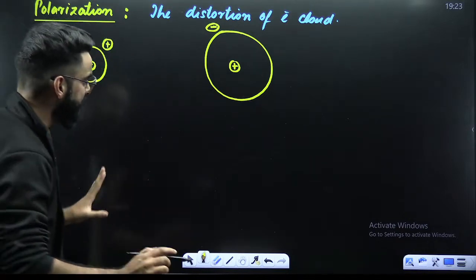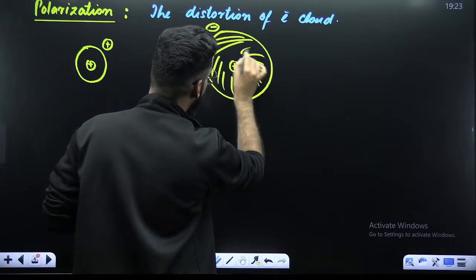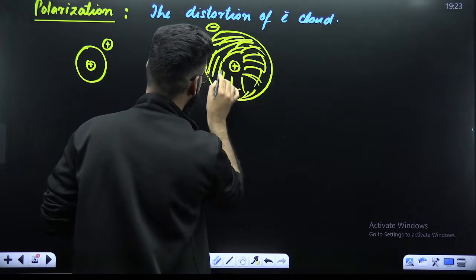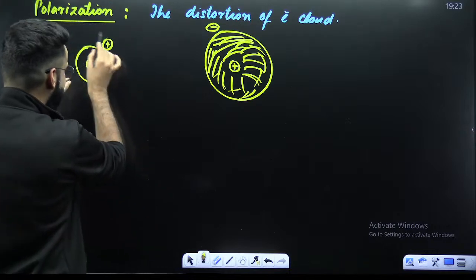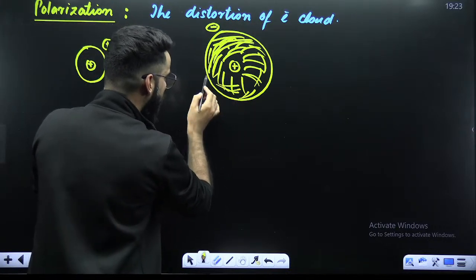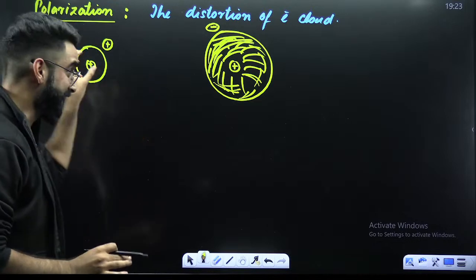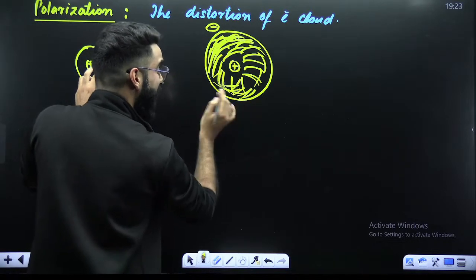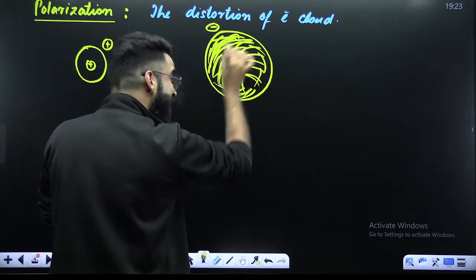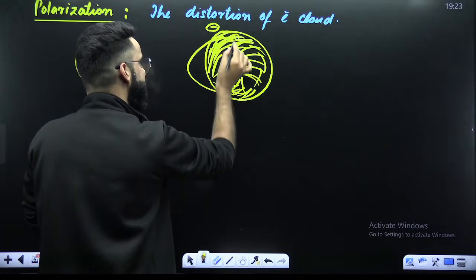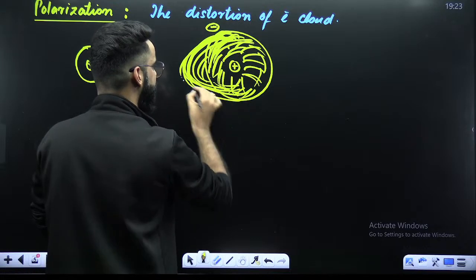What will happen? See, I would say this is the electron cloud of this anion. Can I say this cation, when it approaches the anion, is going to attract this electron cloud towards itself? Yes, very simple. When the cation approaches the anion, the cation attracts the electron cloud of the anion towards itself, due to which the electron cloud, which was spherically symmetric in the beginning, now gets shifted in this direction.